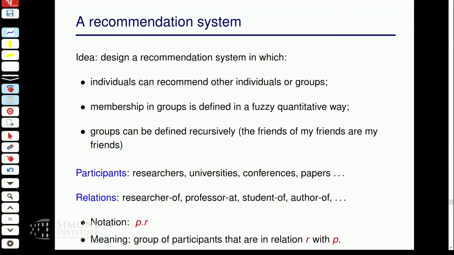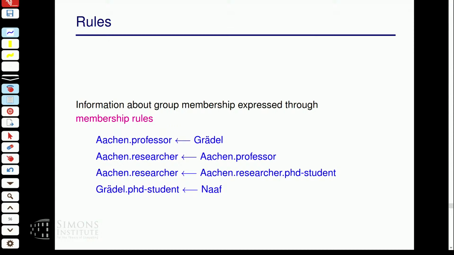If anybody is interested in how to design a recommendation system which is able to capture things like membership in groups, where you can define groups recursively, where you can do things like this person recommends this group with this weight. For example, I can define recursively the set of my friends by saying these persons are my friends, and then there is a general rule that the friends of my friends are my friends.